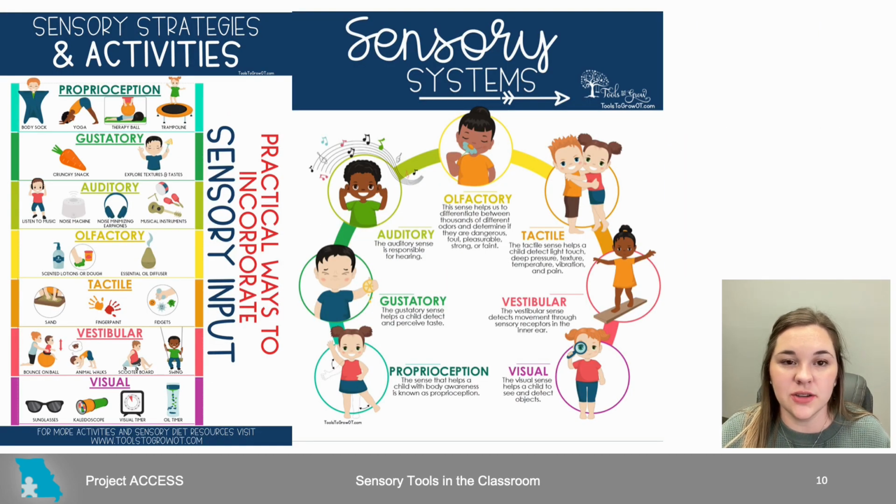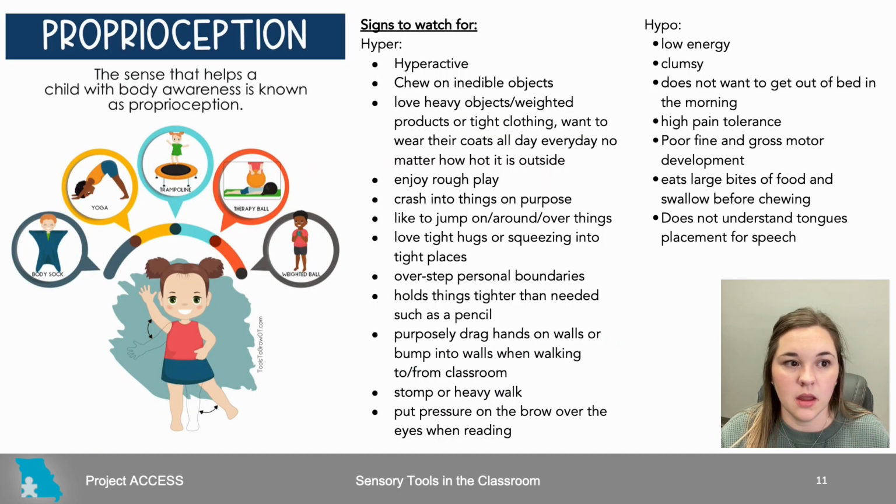There are 7 sensory systems that make up the human body: proprioception, gustatory, auditory, olfactory, tactile, vestibular, and visual. Each of these areas are places where a student could have hyper or hypo input. We will talk more about each of those and the signs you can look for, and then we'll talk about some strategies and some activities that your student can do if they're needing more input in those areas.